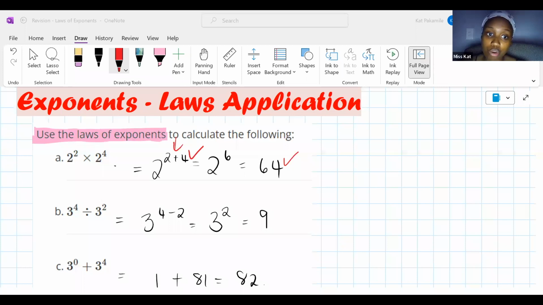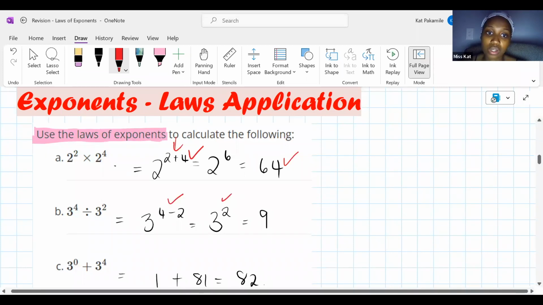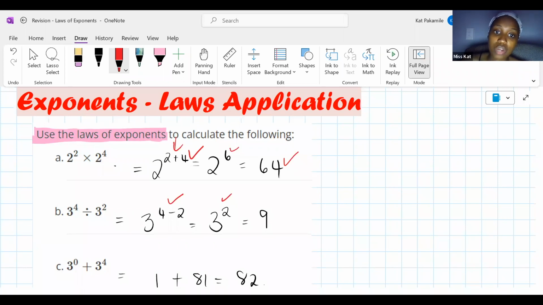Same here. I want you to show me that you're subtracting. So it's either there or there. I'm going to mark either one of the two and then the final answer. But if you don't show that you know how to apply the laws when I asked you to use the laws, we are losing marks.